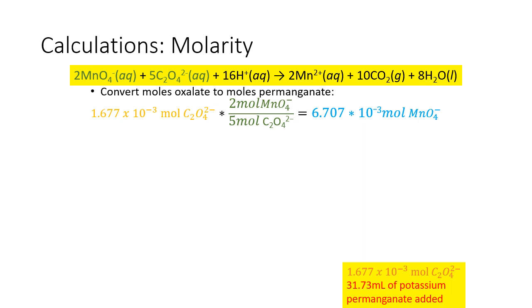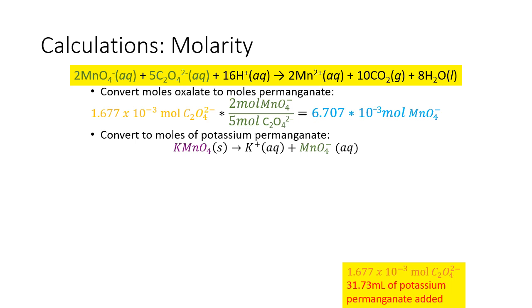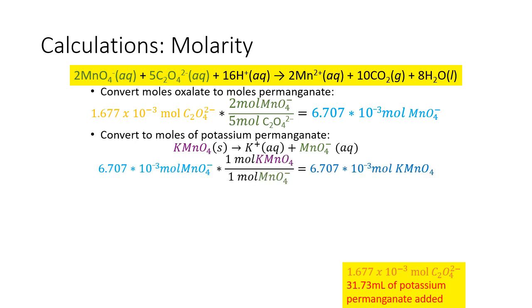So now we have moles of permanganate, but we're not done, because we needed to calculate molarity. So first, let's go from moles of permanganate to moles of potassium permanganate, which is, yes, you guessed it, a 1-to-1 ratio. So we do our stoichiometry, we find out it's the same number of moles, and then we calculate the molarity. Molarity is in moles per liter.